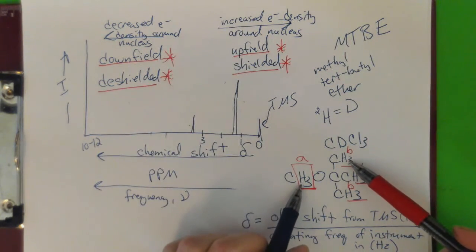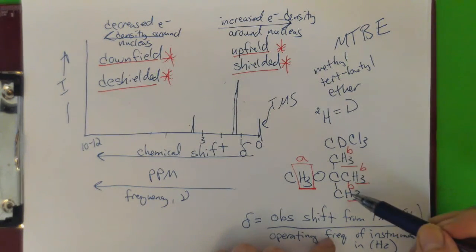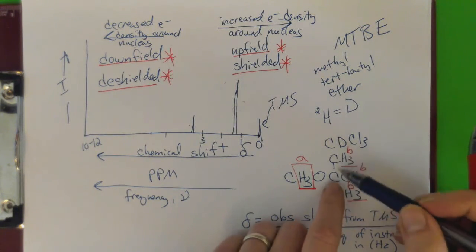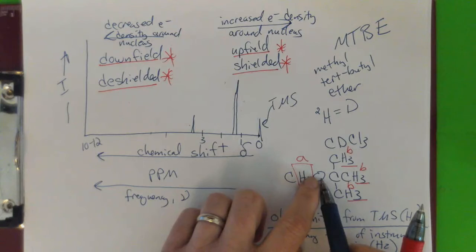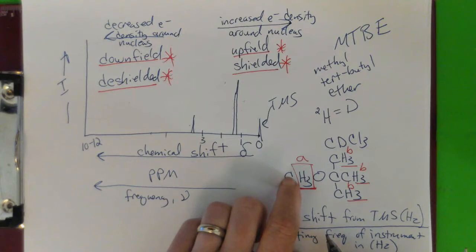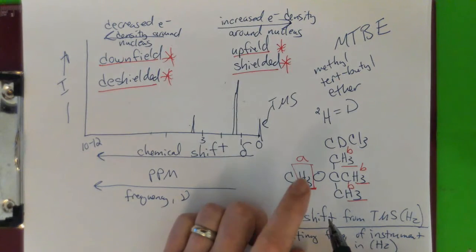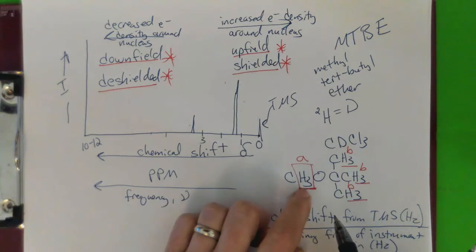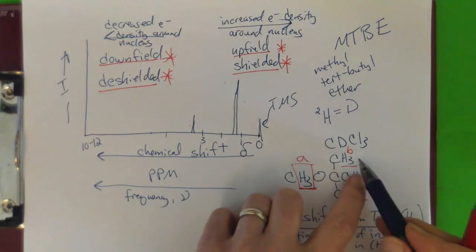So let's compare the electronic environments here. These protons are attached to a carbon that's attached to a carbon. These protons are attached to a carbon that's attached to an oxygen. Well, oxygen's very electronegative, so the oxygen-carbon bond is extremely polar, right? The oxygen is sucking electron density away. So we expect these protons to have decreased electron density around them. So we expect them to be de-shielded relative to these protons.